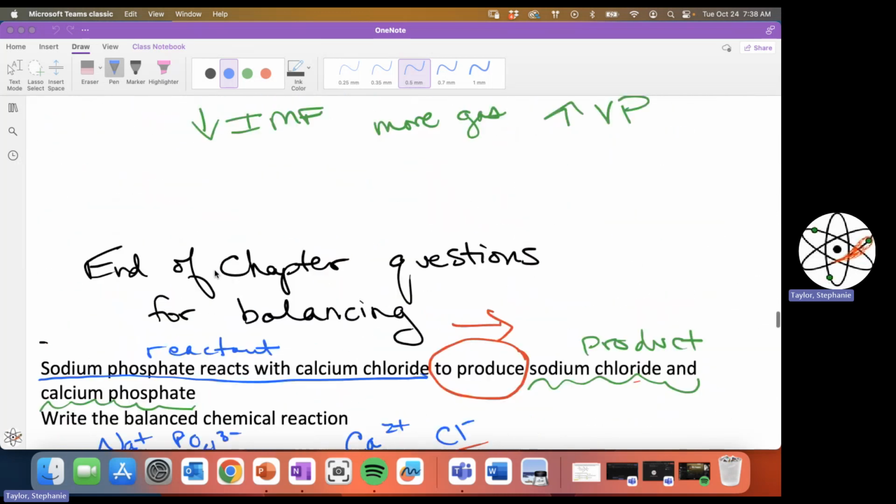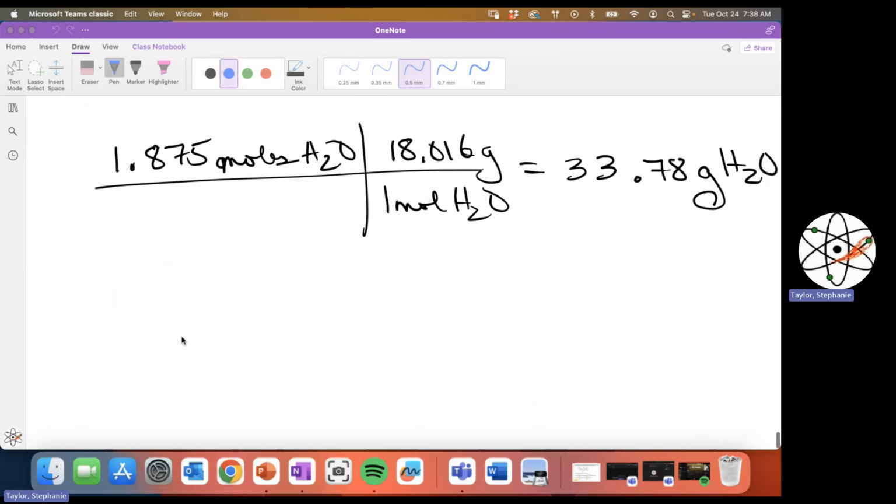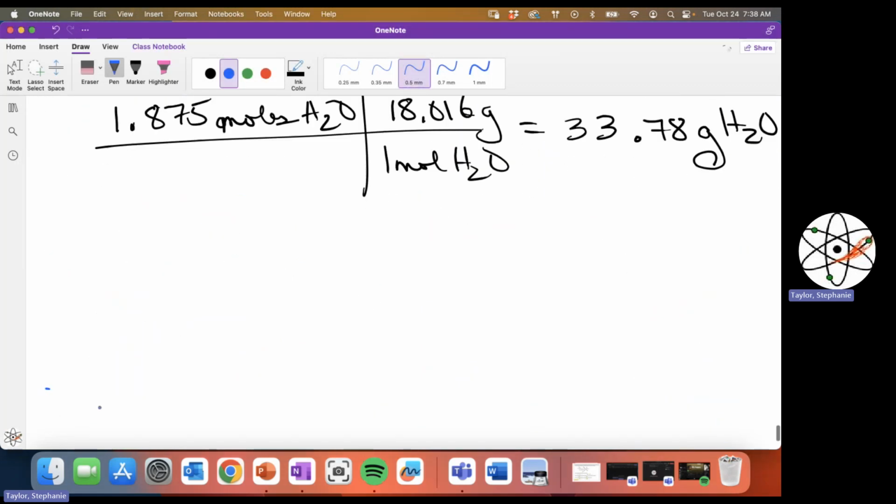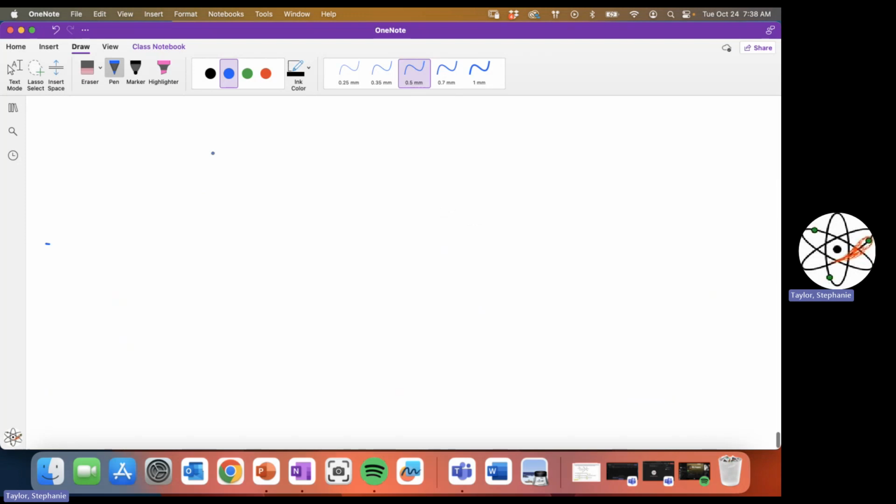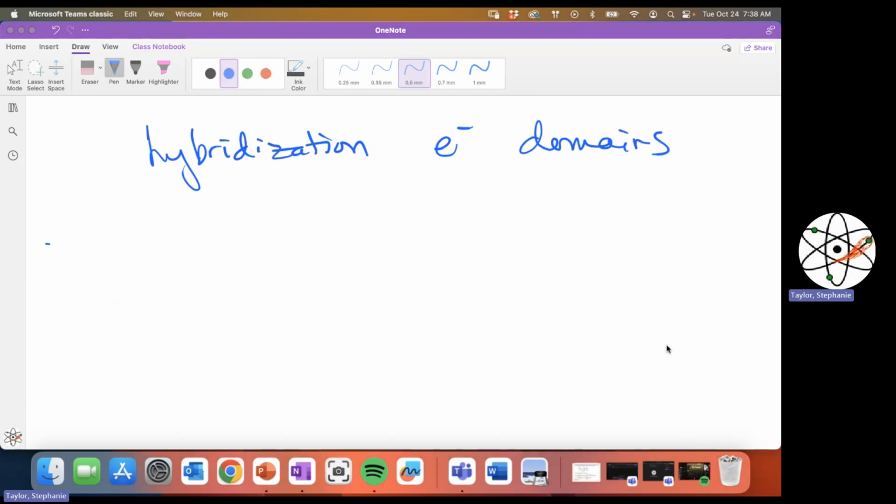One of the things about both of these is whenever we're talking about hybridization, keep in mind that hybridization is going to be based on the number of electron domains. Whenever we talk about hybridization, it is always going to be based on electron domains. So because it's based on electron domains, that means it really depends on what's going on.